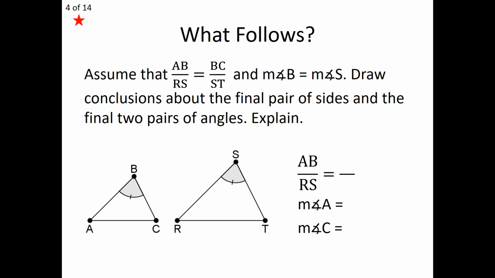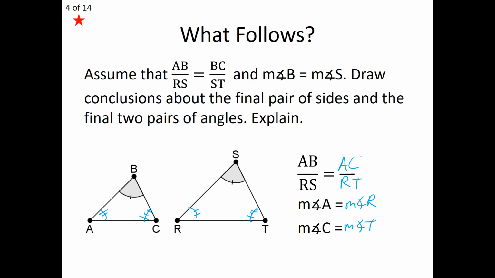So then what is something else we can conclude? We know the third pair of sides, AC and RT, are also proportional to the other sides of our triangle. So we now know that all three corresponding sides of our triangles are in fact proportional. It also follows that our corresponding angles are equal. We can then conclude that angle A and angle R are going to be equal. Those are corresponding. And we can conclude that angle C and angle T are equal.